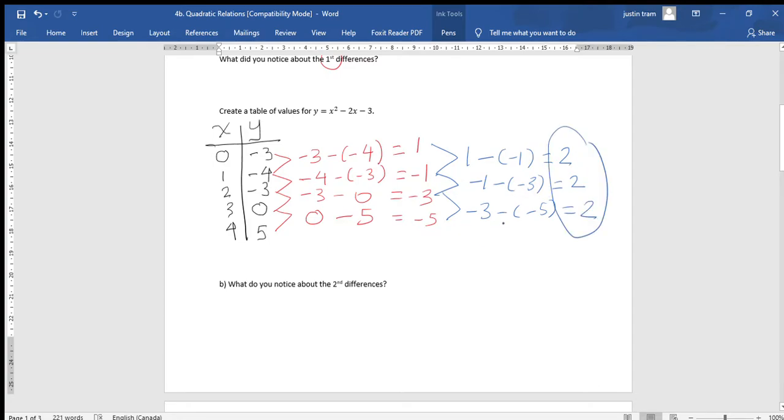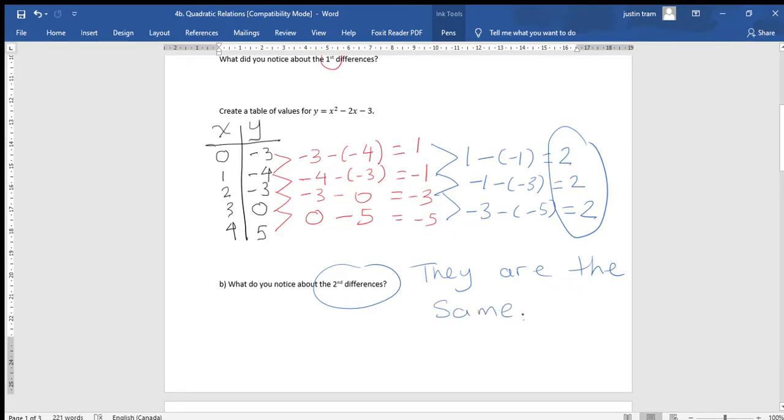Are the second differences the same? Why are they called the second differences? Simply because we're taking the differences of the y values the second time. Okay. So what do you notice about the second differences? They are the same.